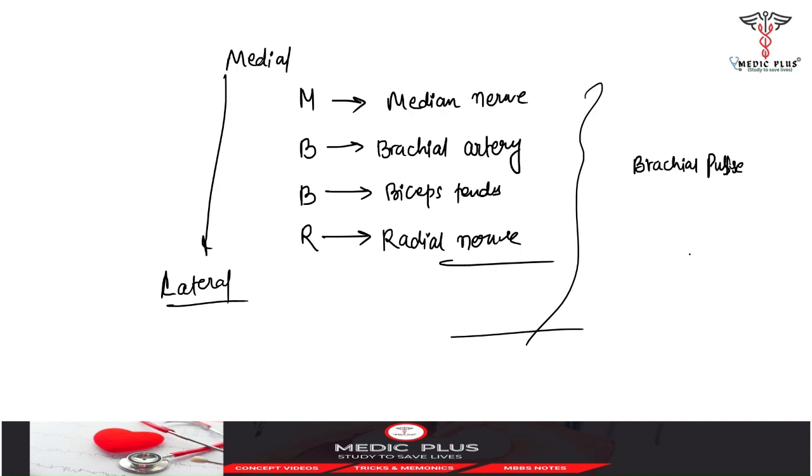Now next, I already told you about the median cubital vein. The median cubital vein is the vein of choice for intravenous injection. Also, blood pressure is universally recorded by auscultating which artery? The brachial artery, in front of the elbow.